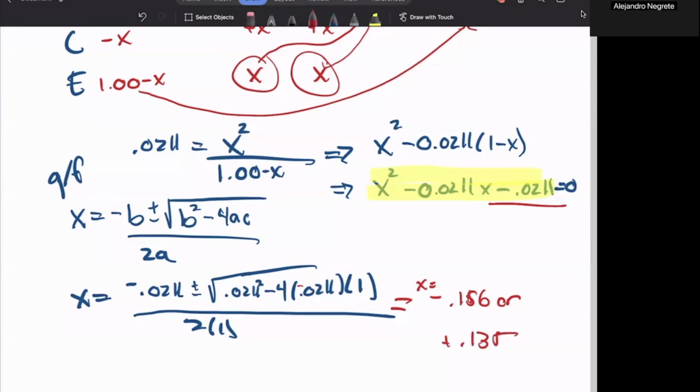So which one of those do we use? Well, let's look at the problem, which is going to help us figure out what the equilibrium concentration is, because we know what the value of x could be. So the concentration is either equal to 1 minus 0.135, or it's 1.00 minus negative 0.156.